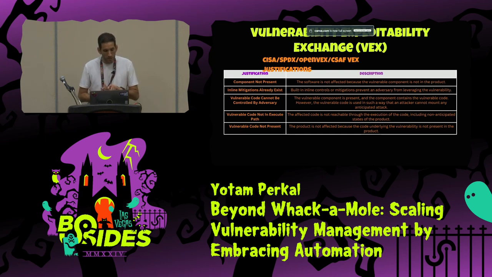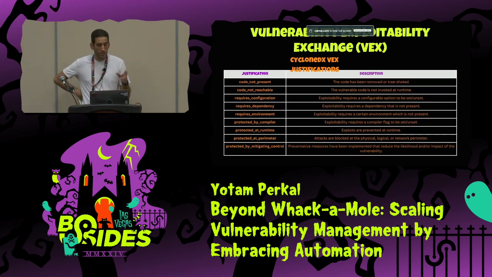Inline mitigations already exist. Vulnerable code cannot be controlled by an adversary, or vulnerable code is not in execute path, so this comes down to the reachability aspect. And vulnerable code not present. So I have a vulnerability in a specific library, and in a given product, that library doesn't exist, or a specific function, or whatever.